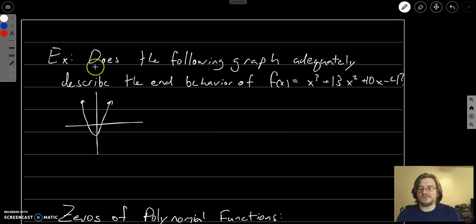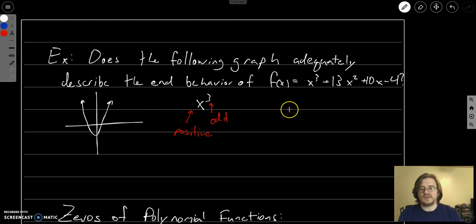So here we have, does the following graph adequately describe the end behavior of this function? We've got x^3 + 13x^2 + 10x - 4. So here's our graph, and it looks like the end behavior is going up as we go to the left and to the right. Well, we know how to find the end behavior, so let's look at this leading term. And again, we'll go, okay, we have an odd power, and our coefficient, which is just hiding, it's 1, is going to be positive.